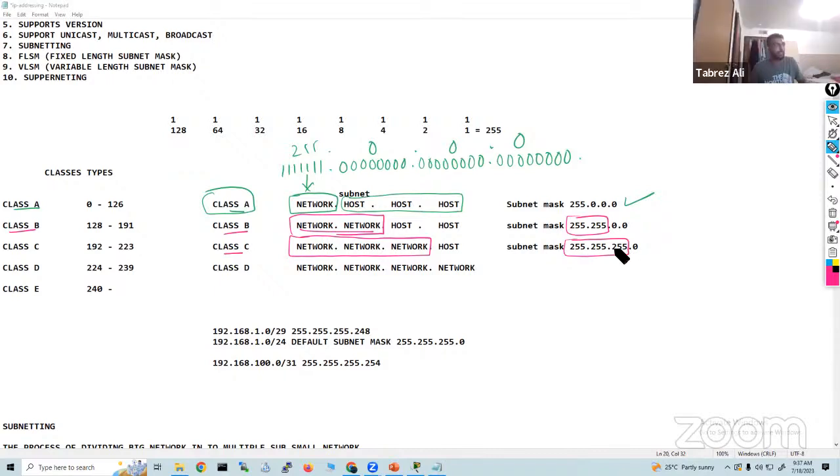So they like conversion into binary, right? Yeah. Understood, right?